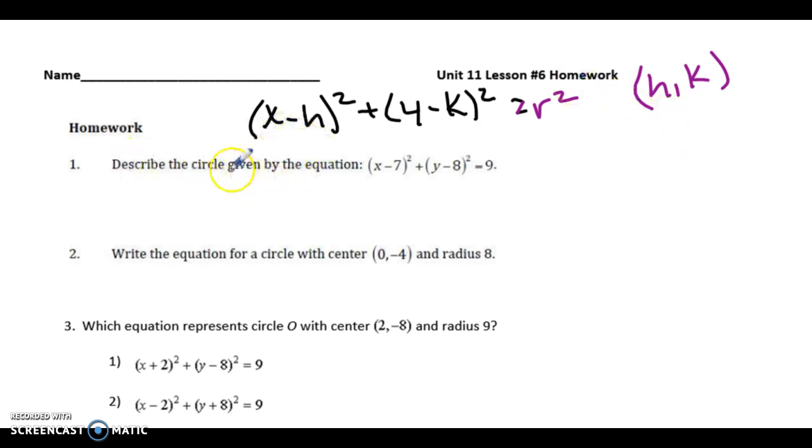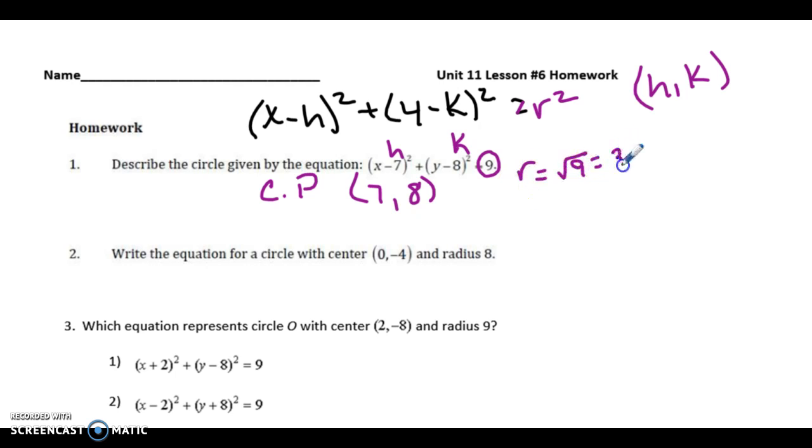And so the first one says describe the circle. When we describe a circle, we describe it by where it is centered and how big it is. So the center point of this is going to be the opposite of -7, which is 7. And my k value is the opposite of -8, which is 8. And my radius is the square root of 9, which is just 3.